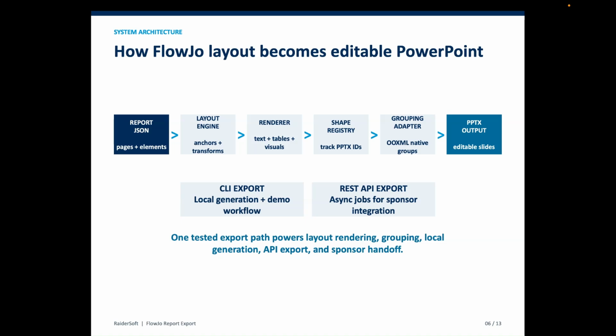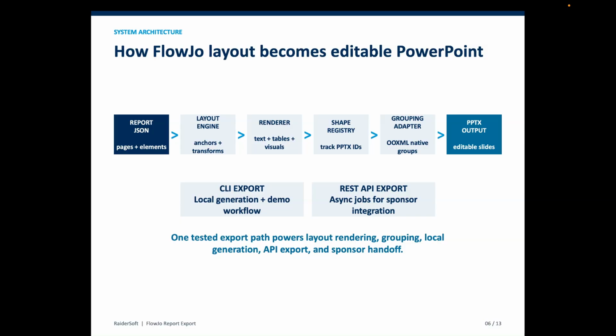We start with the FlowJo report JSON, which contains the pages and all the elements on those pages. From there, the layout engine handles things like anchors, transformations, sizing, and positioning so the objects land in the correct place. Next, the renderer turns the different report elements into PowerPoint objects like text, tables, charts, and visuals. The shape registry tracks the PowerPoint IDs that get created, which become important later for grouping. Then the grouping adapter handles native PowerPoint groups through OOXML, and the final result is an editable PPTX file.